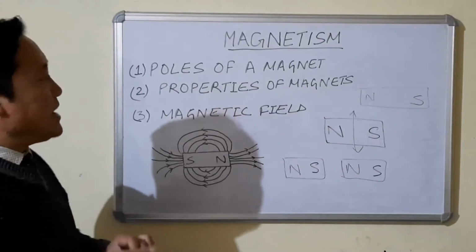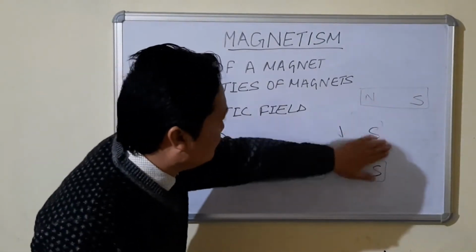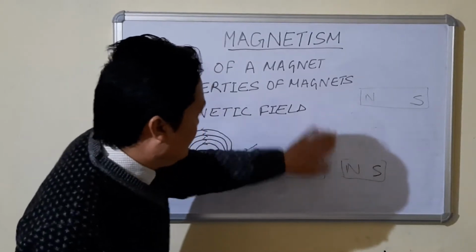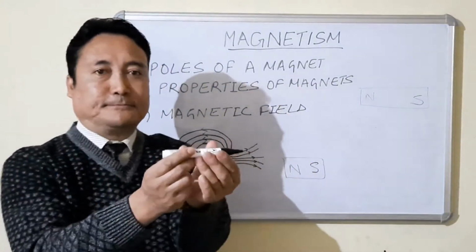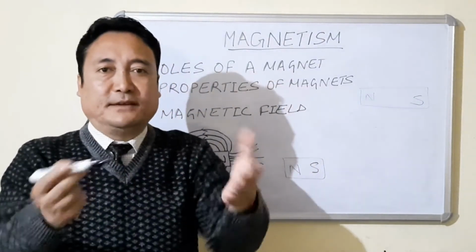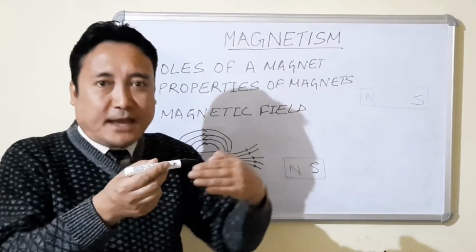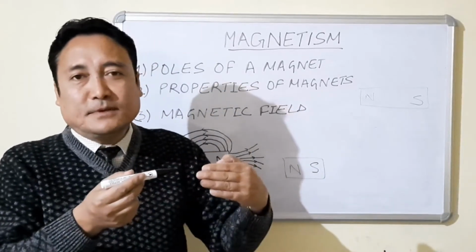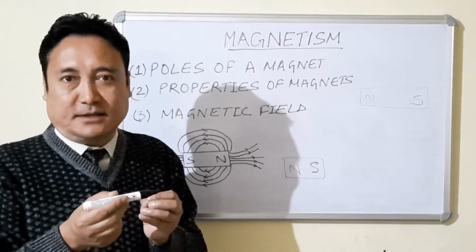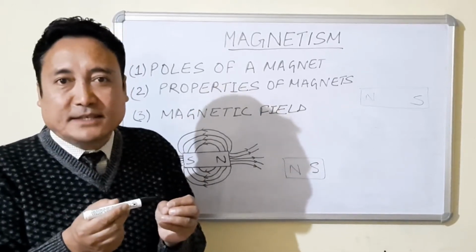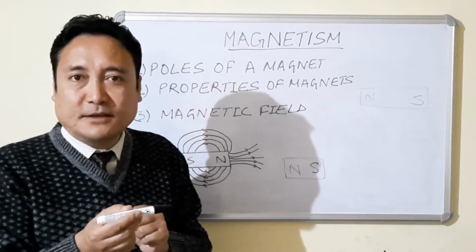Now the next one is the magnetic field. Suppose I draw a magnet here. If I keep a magnet on the table or wherever, the space just around the magnet has a force acting around it, and that force we call a magnetic force.